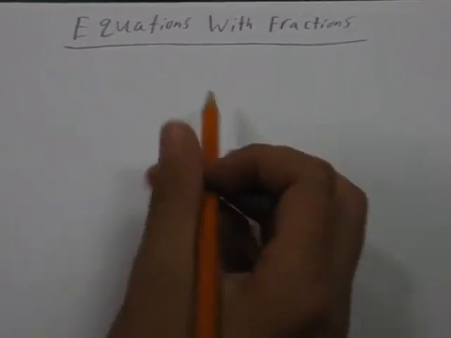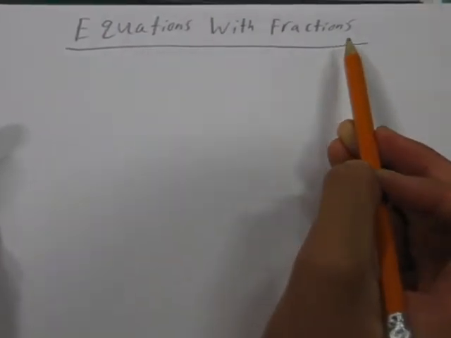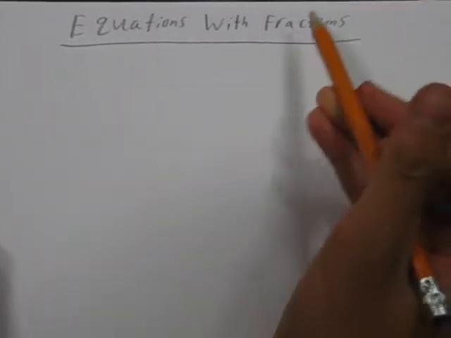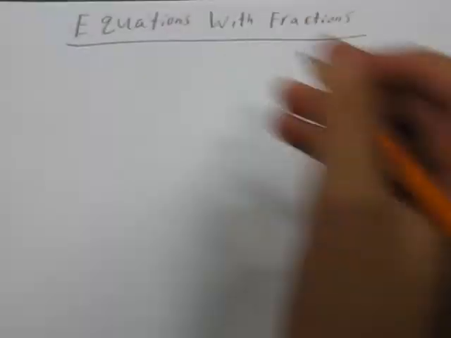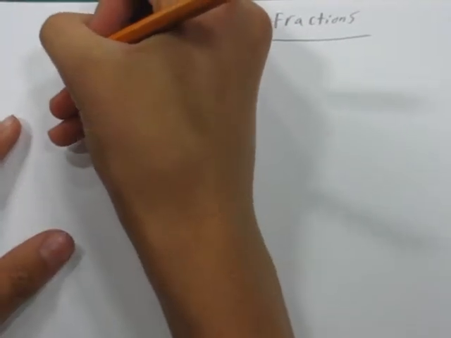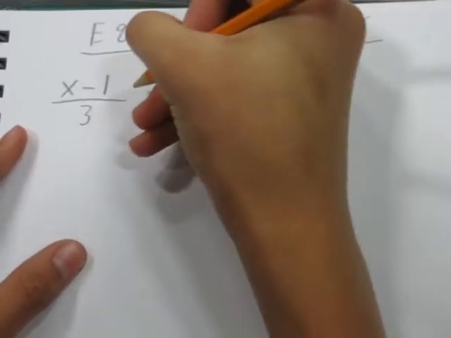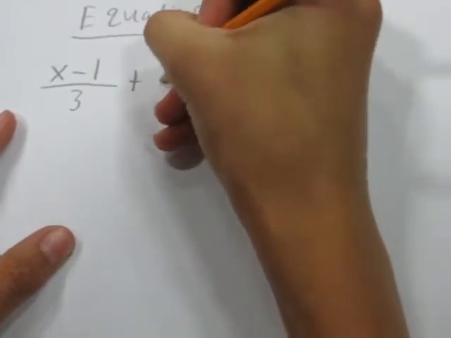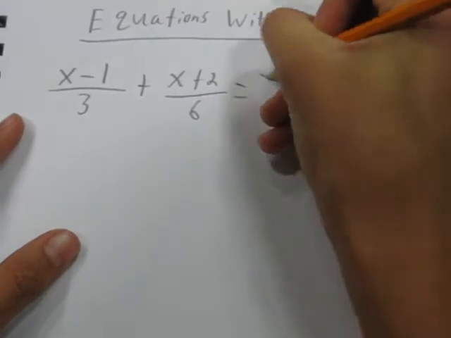Alright, so for the first lesson we're going to be doing equations with fractions. Now, hopefully after my two examples, they will be really easy to you. So, we're going to start with a pretty simple one. (x - 1)/3 + (x + 2)/6 = 7.